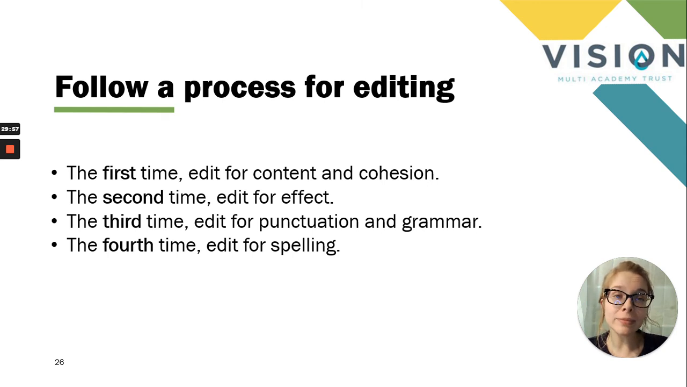The second time, look and edit for effect. So how can the writing be made more interesting? By adding in adjectives, adverbs, similes, metaphors, sensory imagery and other appropriate literary devices for that year group. So one strategy is to underline each part of the words in different colours. So this is a rainbow editing process. Maybe you can do nouns in blue, verbs in green, adjectives in yellow, etc.